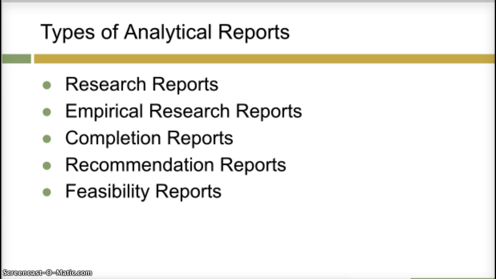There are several different types of analytical reports. For example, research reports, empirical research reports, completion reports, recommendation reports, and feasibility reports. The kind of report that you'll be writing, or at least a summary of it, will have to do with a completion and recommendation report.